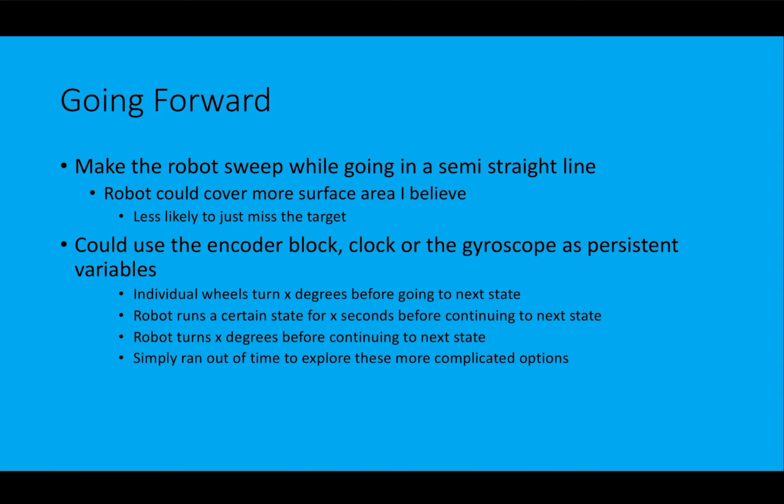I could use the encoder block, the clock or the gyroscope as persistent variables. The individual wheels turn X degrees before going to the next state. The robot runs a certain state for X amount of seconds before continuing to the next state. Or, the robot turns X degrees before going to the next state, instead of having spin doing that. I honestly just ran out of time to explore these more complicated options because I'm leaving the country.